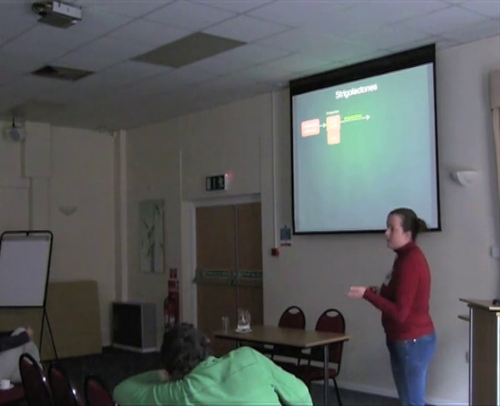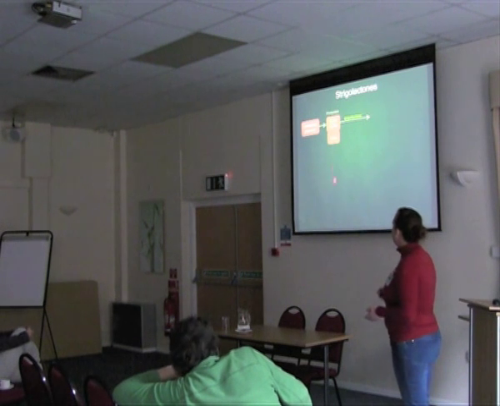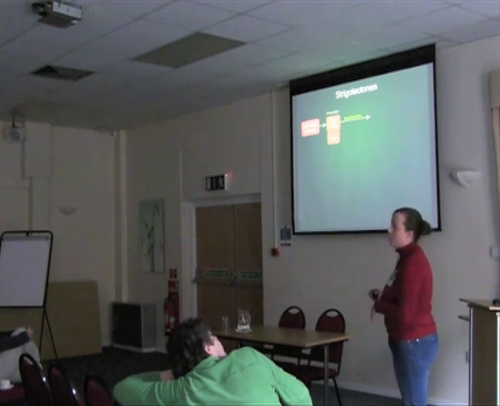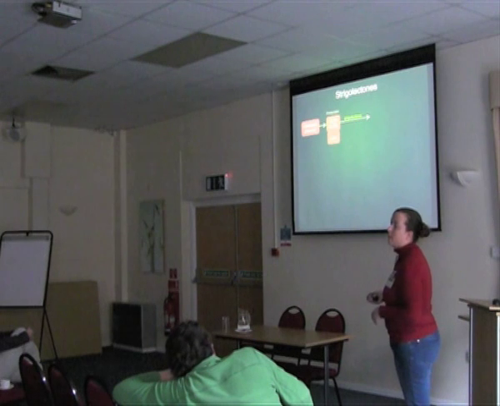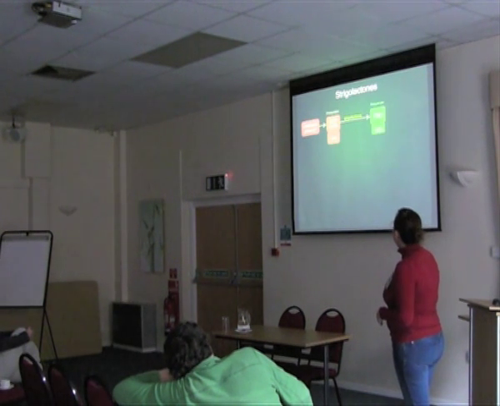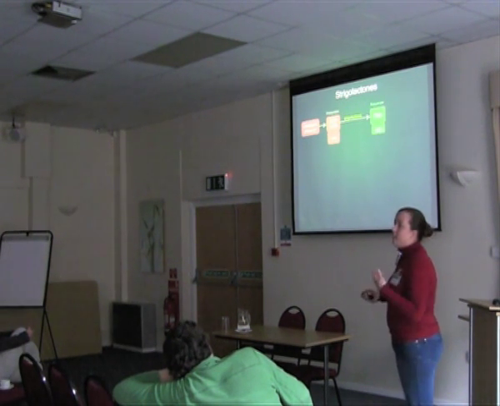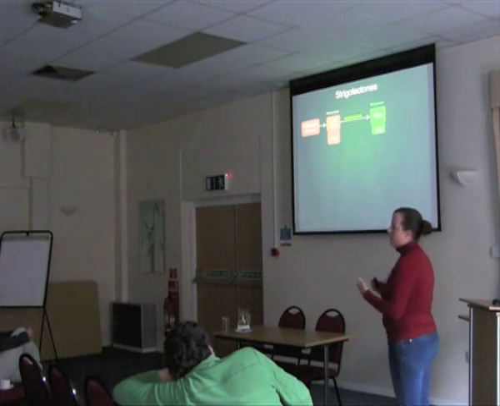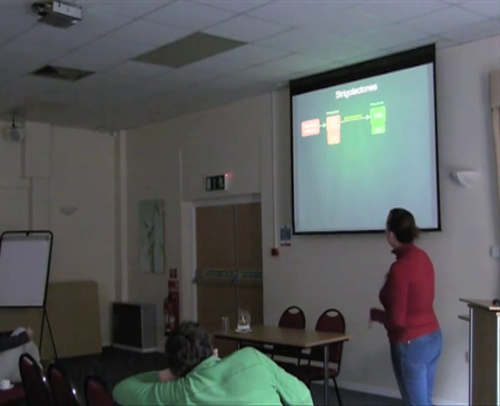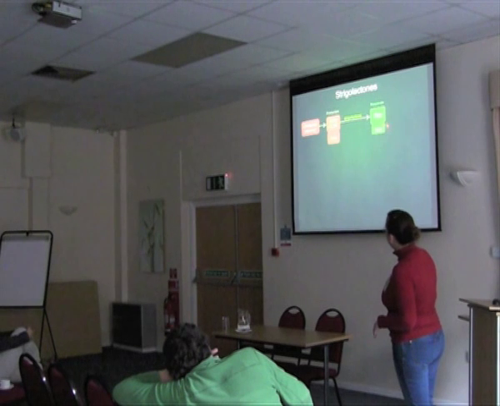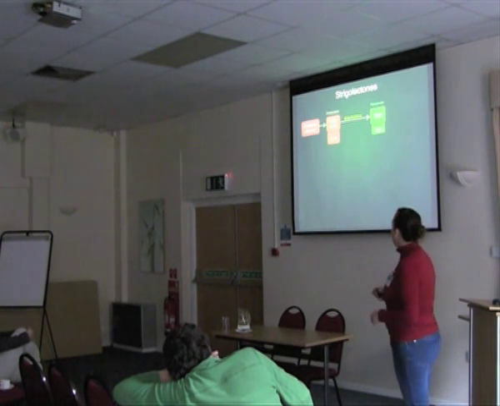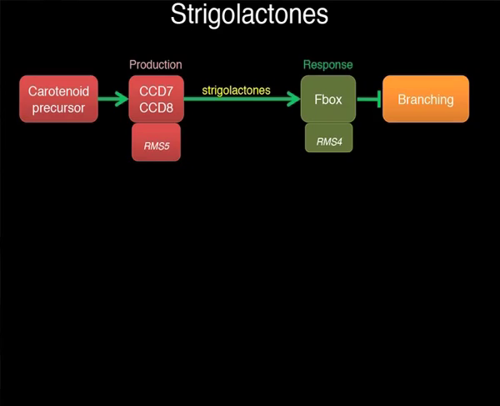In P, the gene is called RMS5. So just to highlight that, because throughout the rest of this, I'll talk about RMS5. So it's a production part of the pathway. And then in order to have a response, there's an F-box protein, which is part of the receptor complex. There's other parts of that complex as well. And in P, that's called RMS4. And don't worry, I will put these labels on everything, so you won't have to remember that.